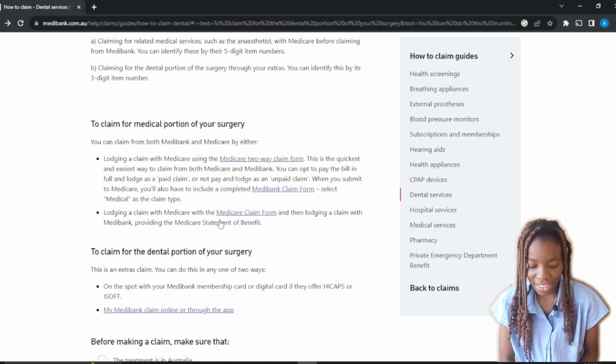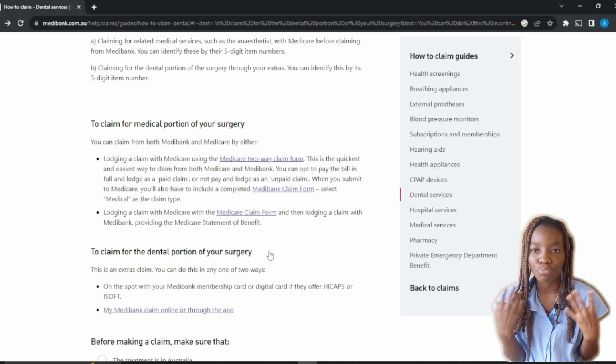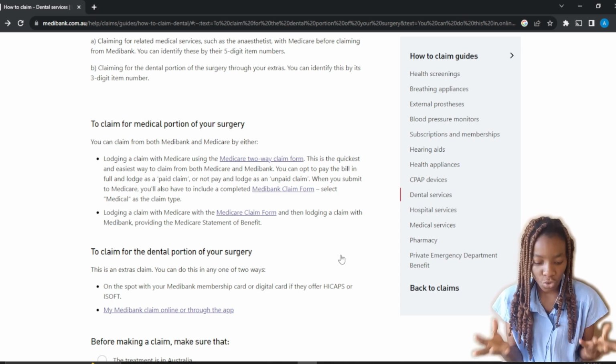And then the next part is lodging a claim with Medicare with the Medicare claim form, and then lodging a claim with Medibank, providing the Medicare statement of benefits. So these are the 2 ways. All you need to do is to check out the one that is most convenient for you, and then you'll be good to go.